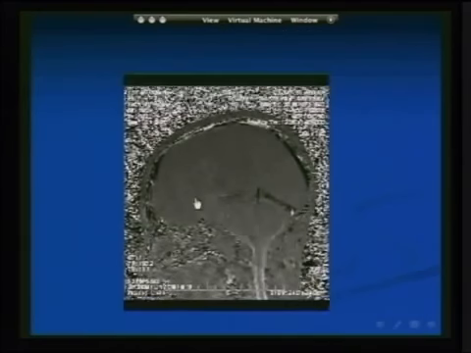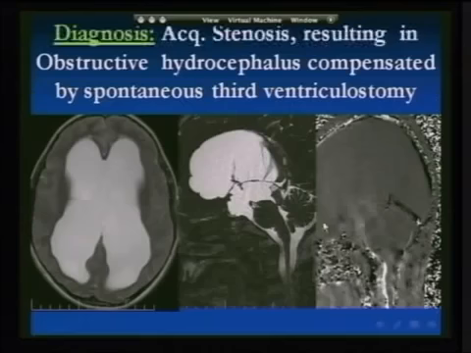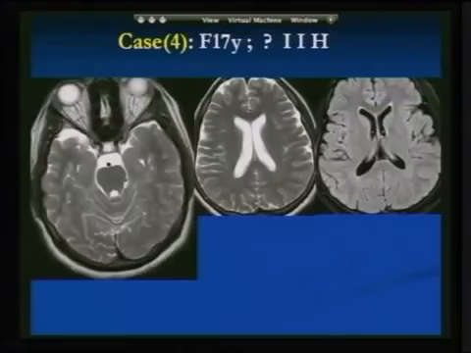Proceeding to the phase contrast, again occluded, but there is a large spontaneous third ventriculostomy. Again, this spontaneous third ventriculostomy compensates for the obstructive hydrocephalus in this young adult.